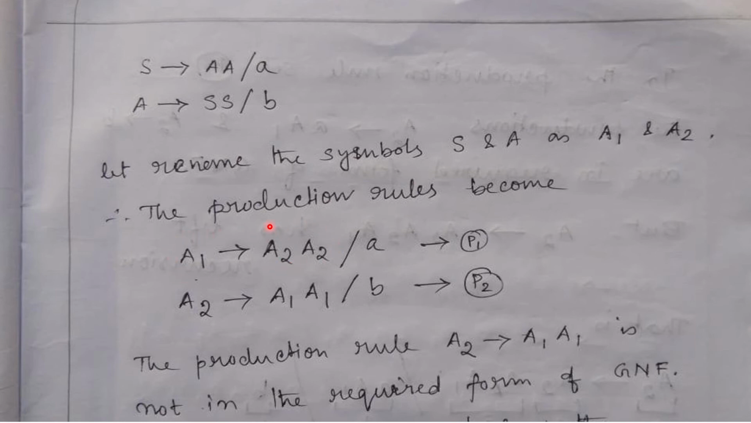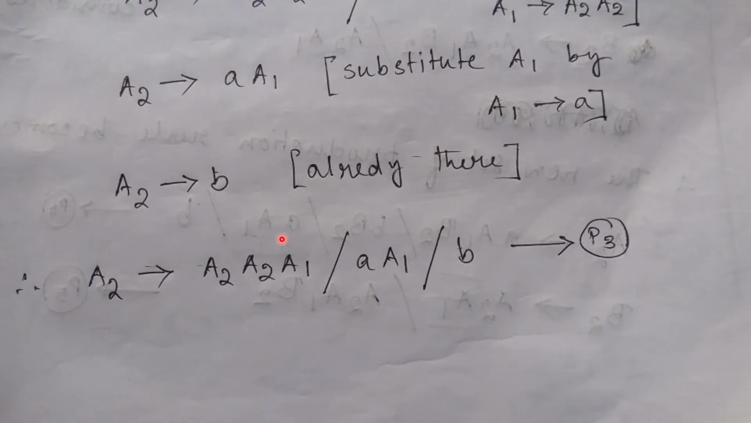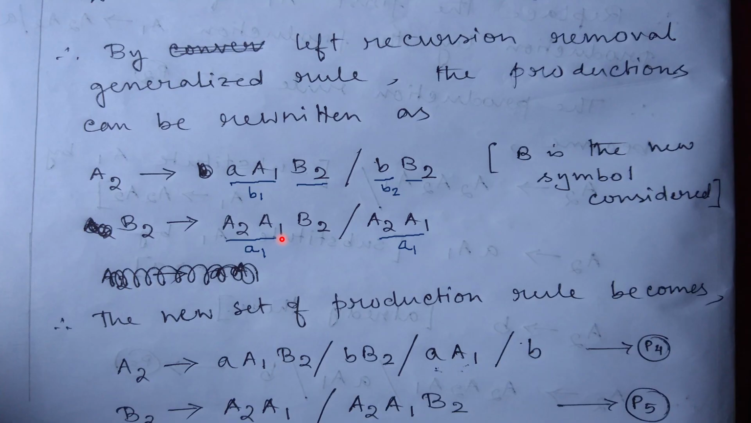Because two non-terminals are there, there is no single terminal present before this. So somehow what I can do is replace the A2 that we have derived over here, and you see, same thing we can do over here. Same thing we can do over here.